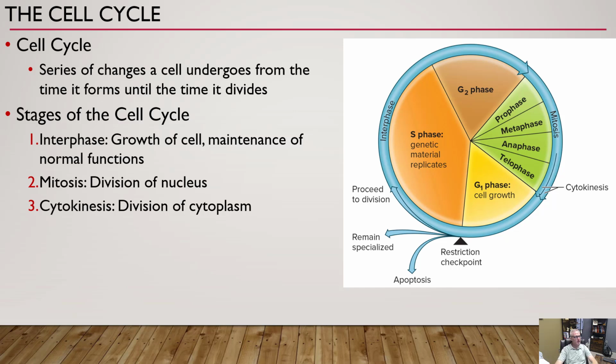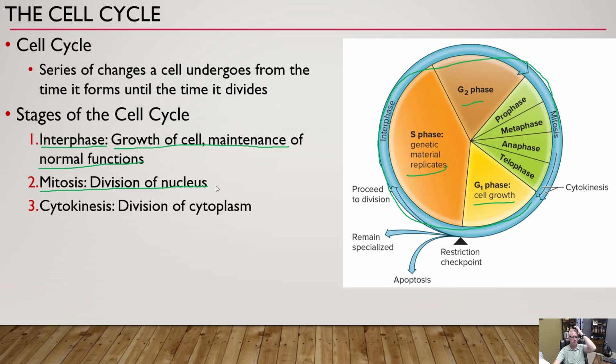All right, the cell cycle. You can see here that the cell cycle has a lot of different phases to it. We have this G1 cell growth, S phase, G2 phase. We're not really going to go into the cell cycle. We have this interphase followed by mitosis. We're really only going to talk a little bit about interphase, not much at all. That's growth of the cell, maintenance of normal function.